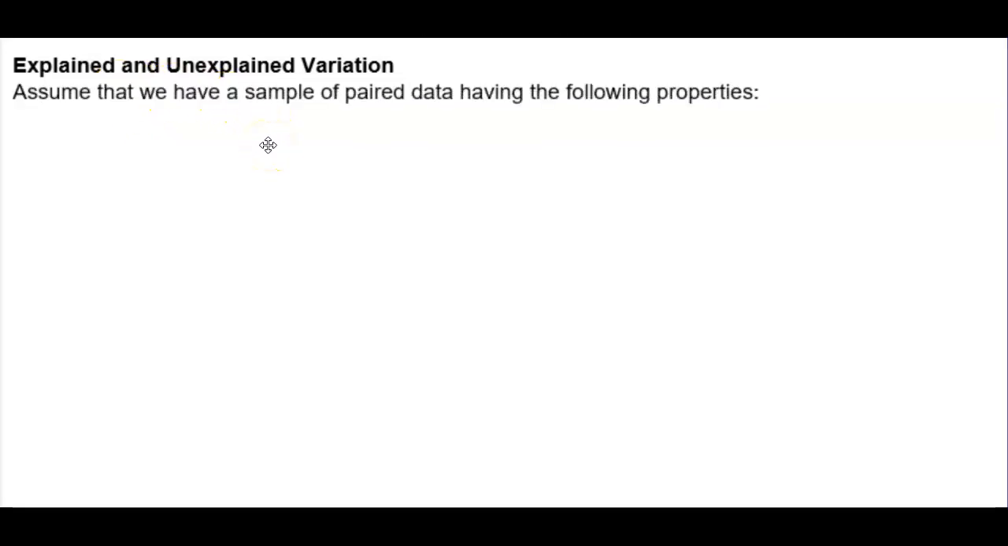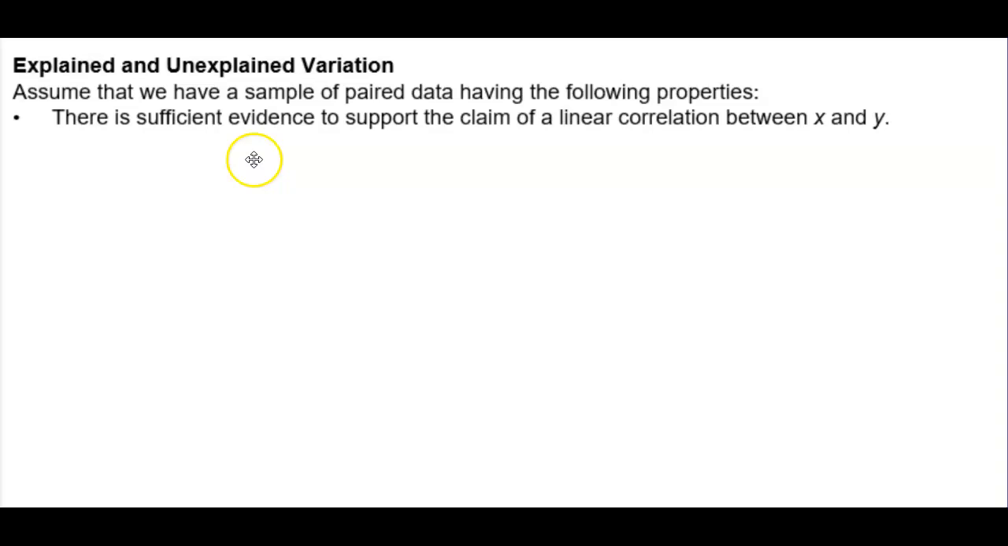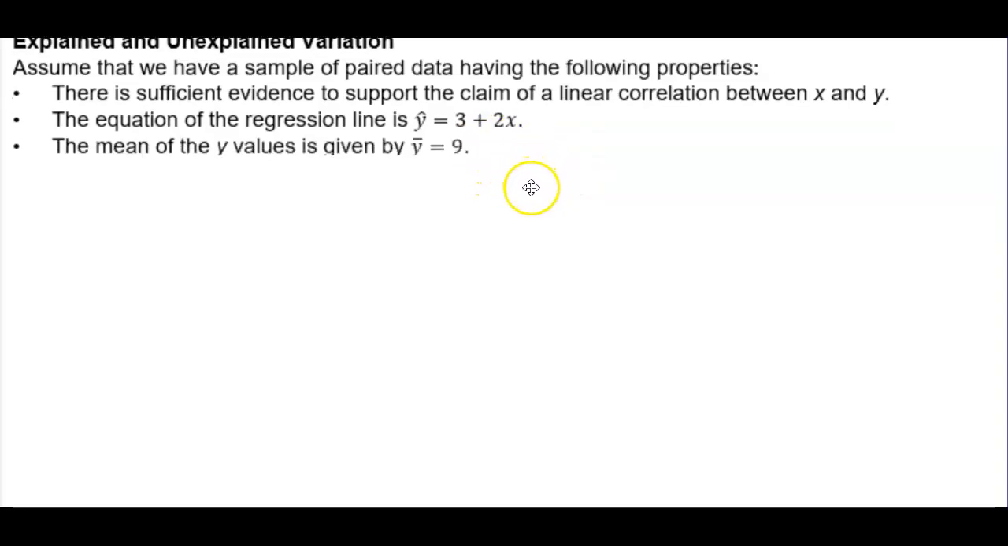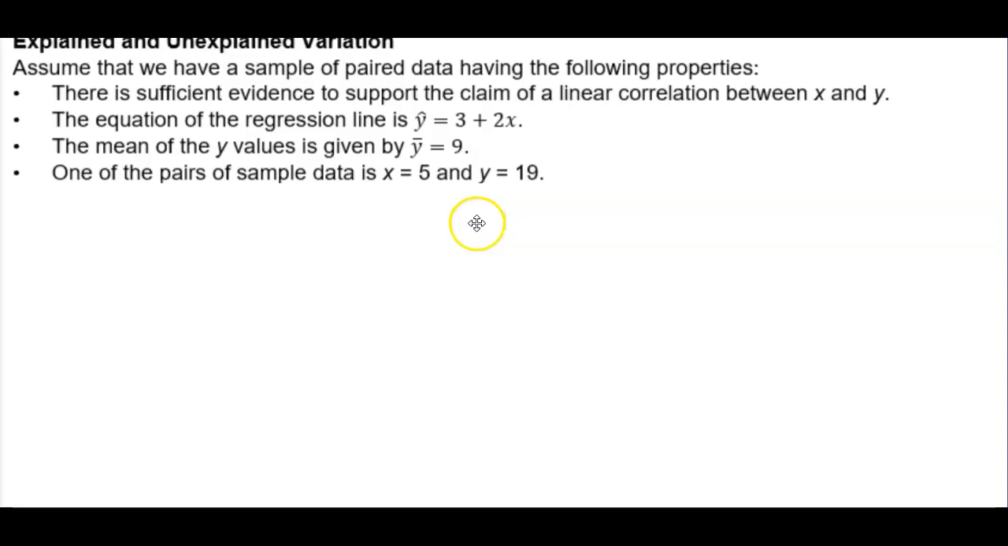Explained and unexplained variation. Assume that we have a sample of paired data having the following properties. There is sufficient evidence to support the claim of a linear correlation between x and y. The equation of the regression line is 3 plus 2x. The mean of the y values is equal to 9. One of the pairs of the sample data is x equals 5 and y equals 19.